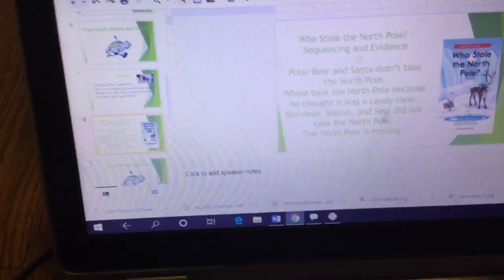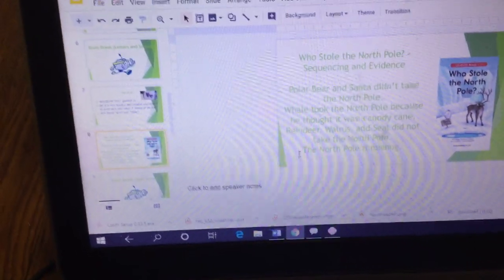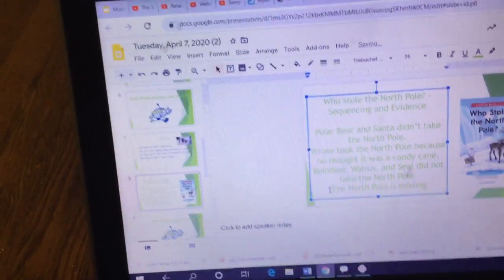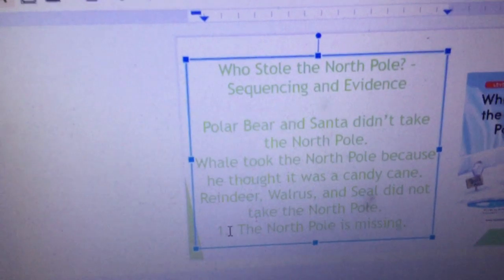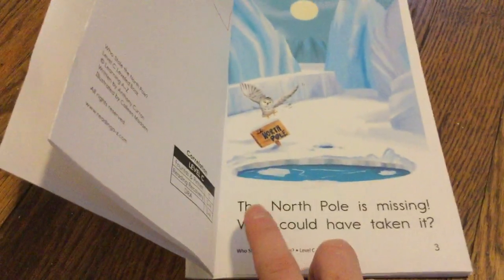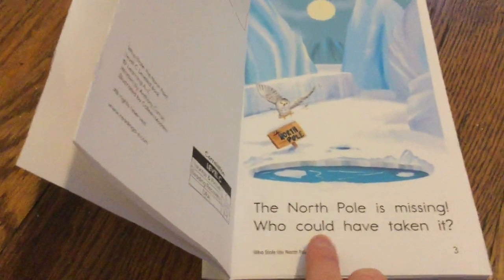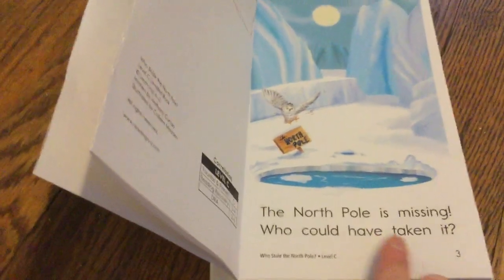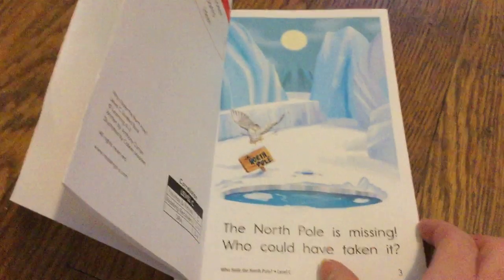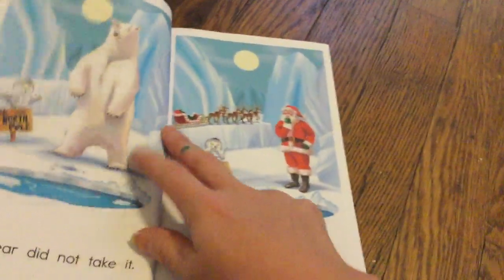Let's see, where is my mouse? There it is. Alright, so I'm going to put a number 1 in front of that line. Now, let's see. We still have 3 events left. Let's keep going in our story. So that page is done. Oh, actually, there's one more line. Let's read. Who could have taken it? Do you remember who took it? Let's see.